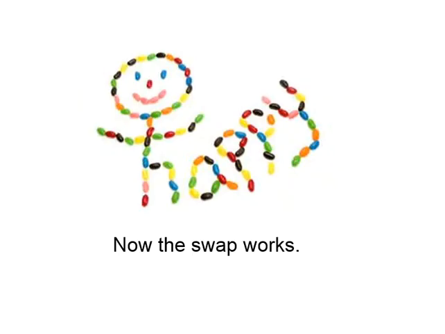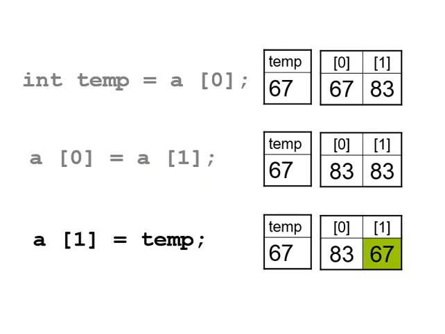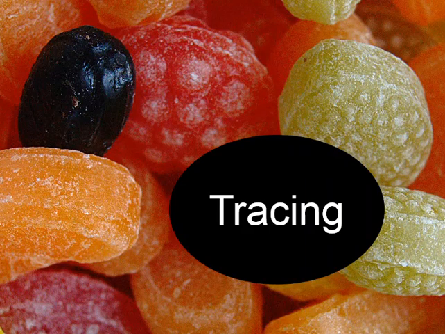Another thing about swap, which I'll say just quickly, is that this is 3 lines of code. There are no loops, so swap is a constant time, order 1 algorithm. So let's trace selection sort.